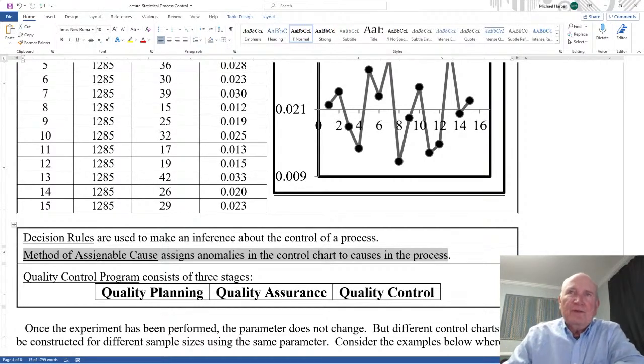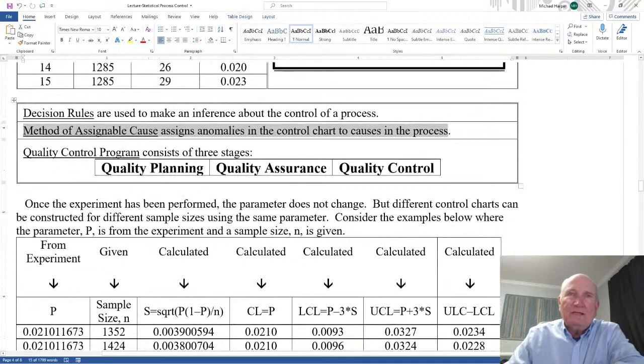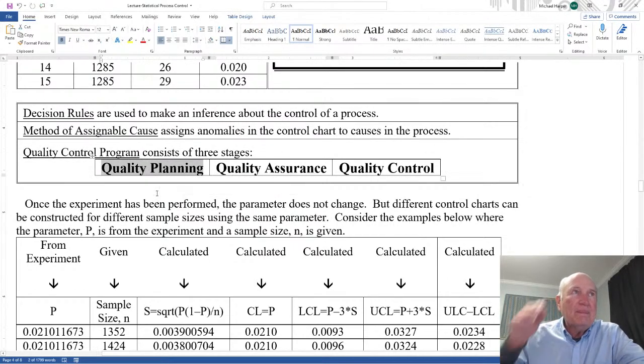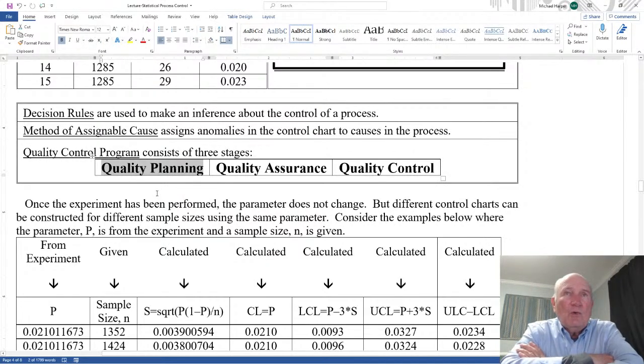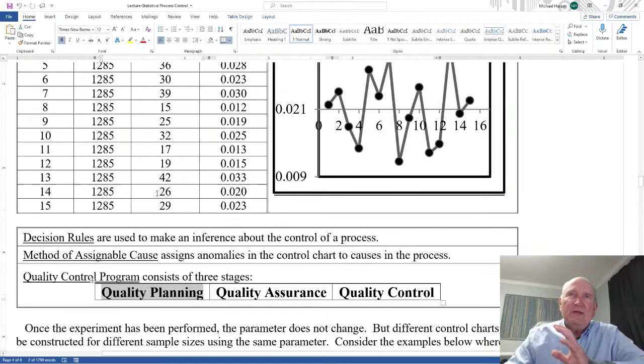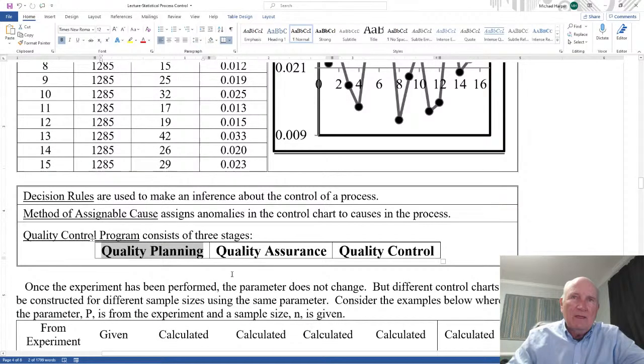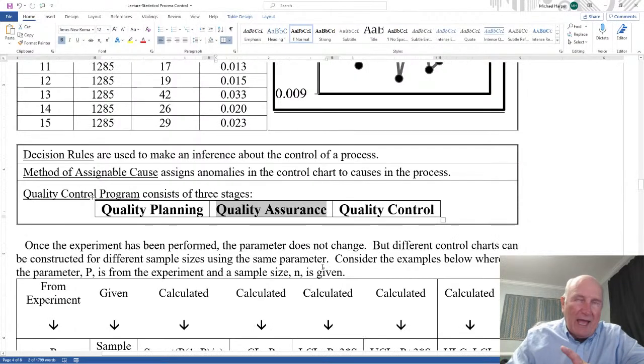Okay, so before we go on, we are at a place now to talk about quality control programs. A quality control program consists of three stages. The first one is quality planning. Quality planning is everything, the experiment, measuring it, the chart, just everything before production.